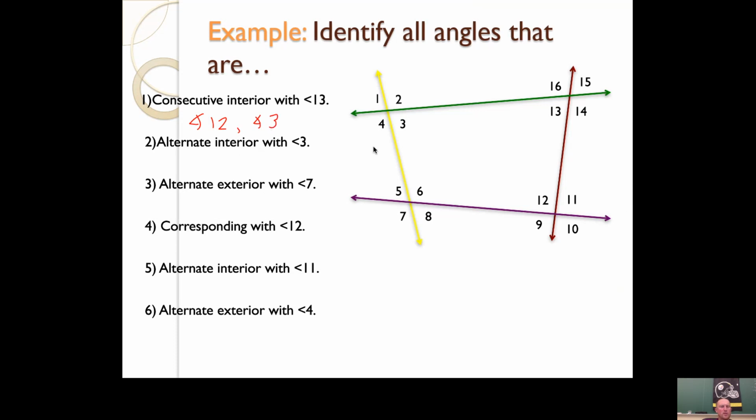Number 2, alternate interior with angle 3. That'd be like angle 5 and angle 16. Number 3, alternate exterior with angle 7. Angle 11 and angle 2. Some people try to say angle 15 is. There's no common transversal with those 2 angles, so they're not made with 3 lines.